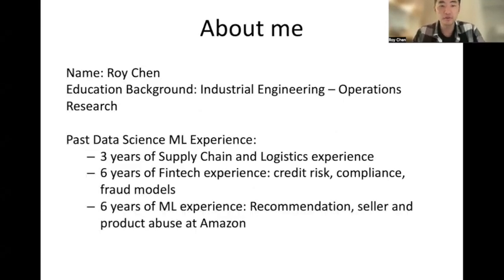So first, before I start, I want to have a quick introduction for myself. My education background is in industrial engineering operation research. And I have 15 years of working experience in the data science and machine learning area. 3 years in supply chain and logistics, 6 years of fintech experience building credit risk model, compliance, and fraud models. And I also have 6 years of machine learning experience building recommendation engine, seller and product abuse at Amazon as well.